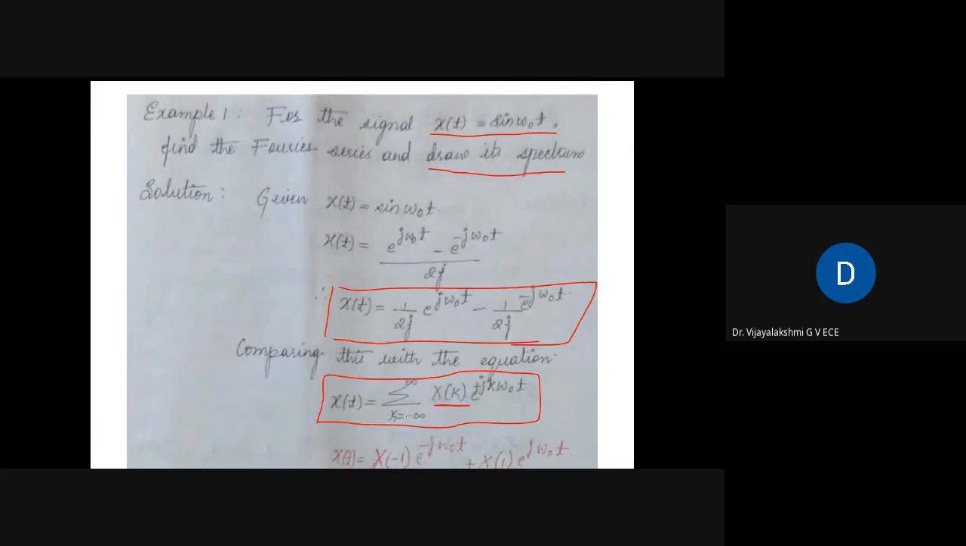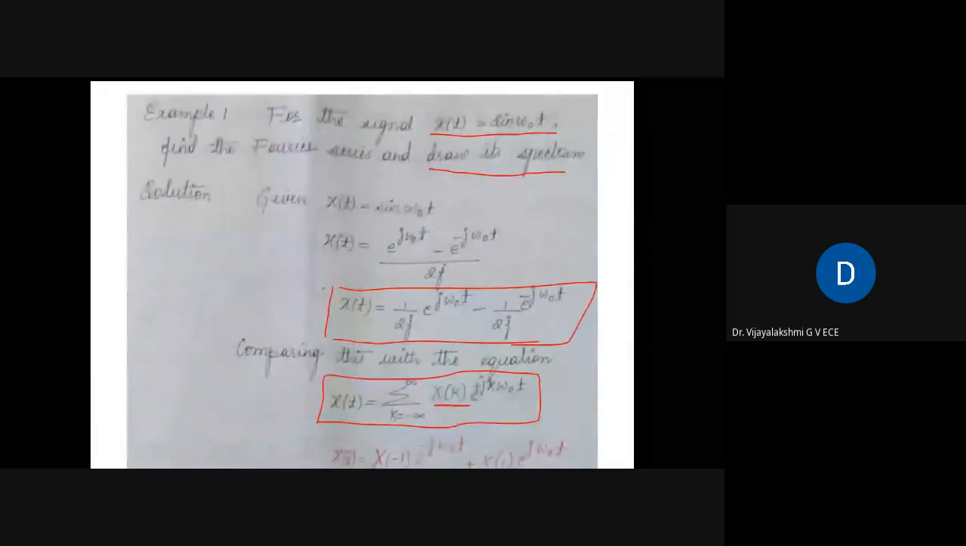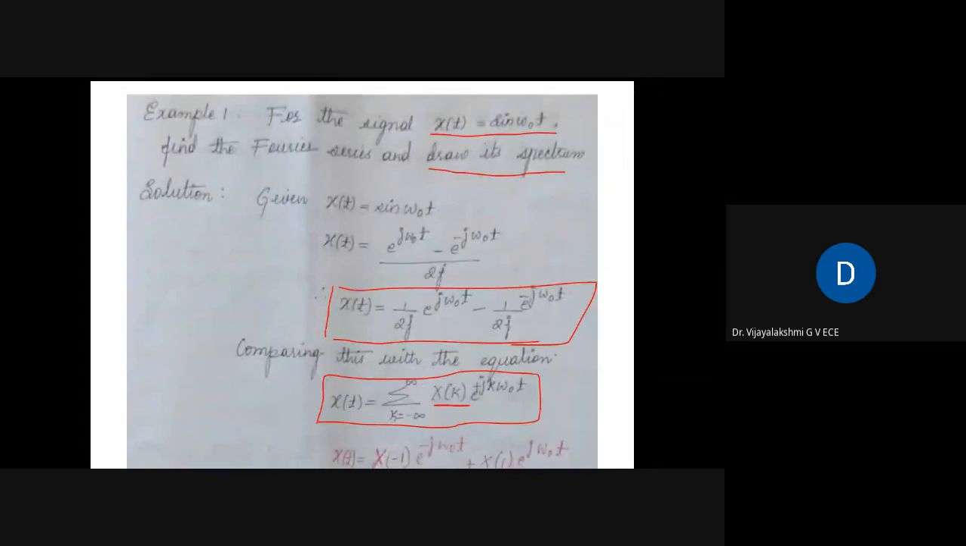The same thing holds good on the negative side as well. But I will expand this only for two terms. Why? Because in our expression for x of t, I have only e raised to j omega naught t, which corresponds to k equal to 1, and e raised to minus j omega naught t, where k is equal to minus 1. So I will expand this for k varying from minus 1 to plus 1.